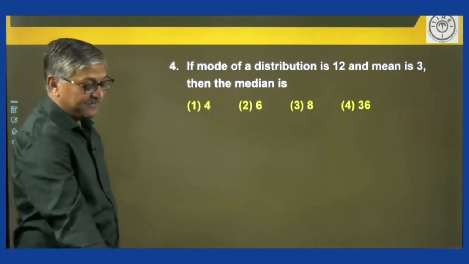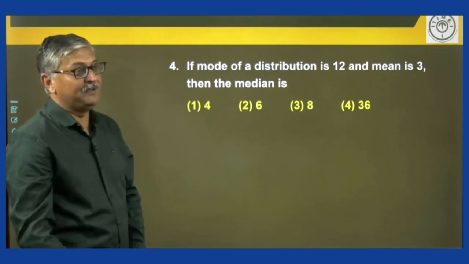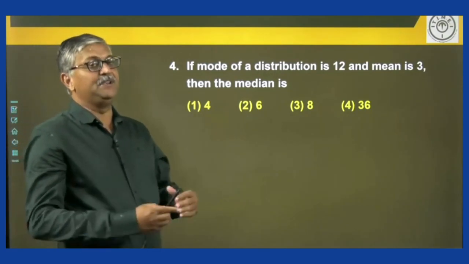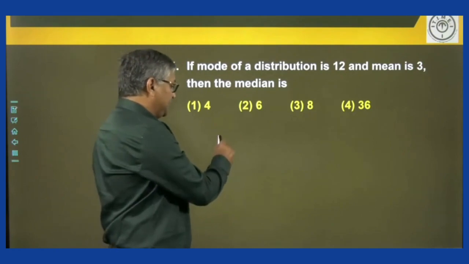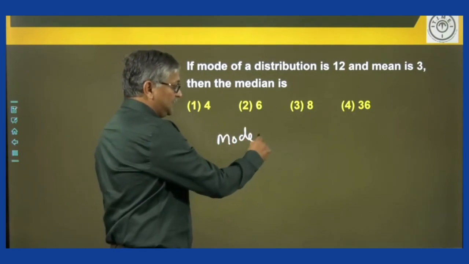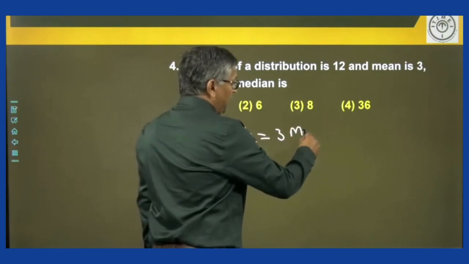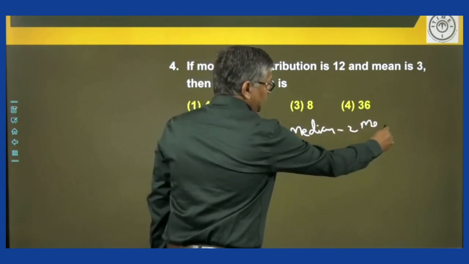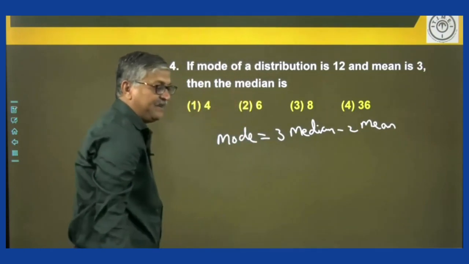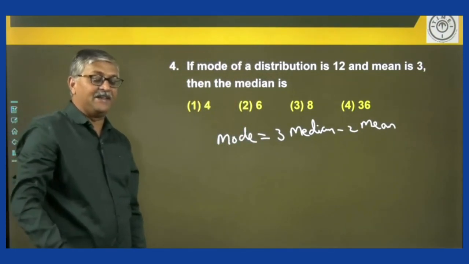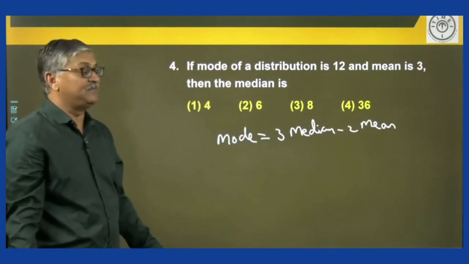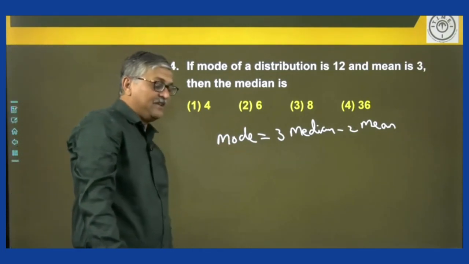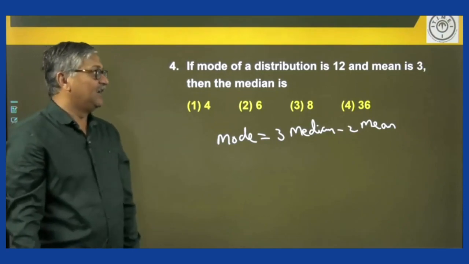Now, this is a very important relation between the mean, median and mode. What is the relation between the mean, median and mode? Mode is equal to 3 median minus 2 mean. This is a very important relation, and frequently every year one question is given based on this relation. So mode is equal to 3 median minus 2 mean.